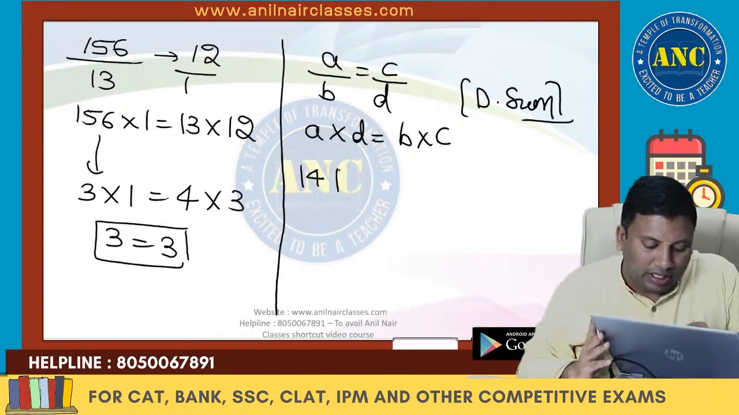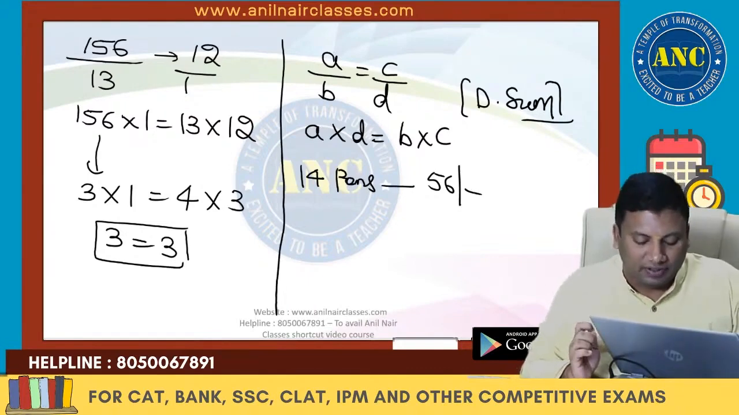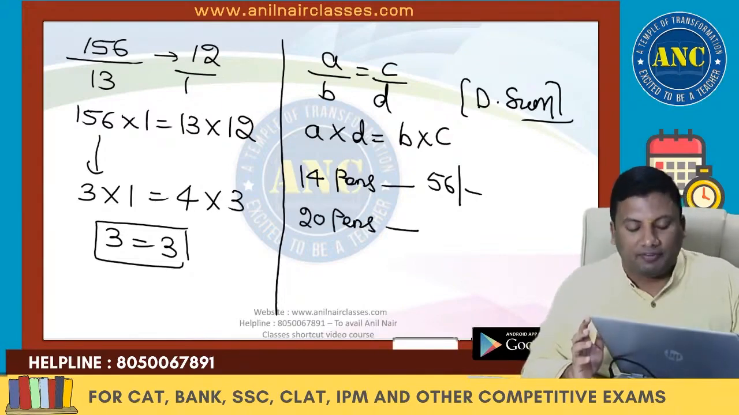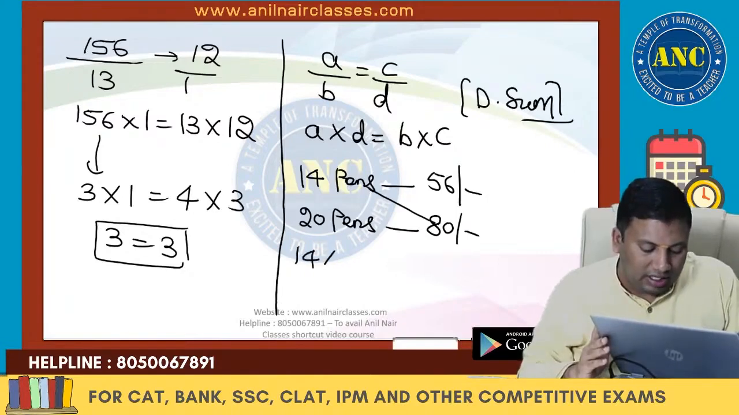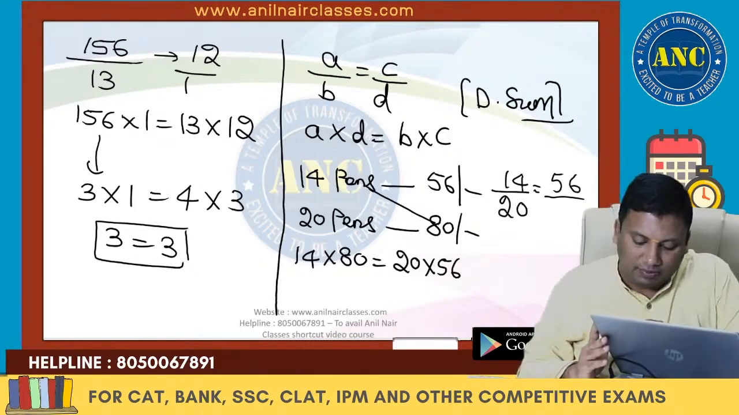Suppose 14 pens cost 56 rupees. And then how much do 20 pens cost? 14 4s are 56. 20 4s are 80. So these are nothing but 14 into 80 equivalent to 20 into 56. Why? Because 14 by 20 equivalent to 56 by 80.